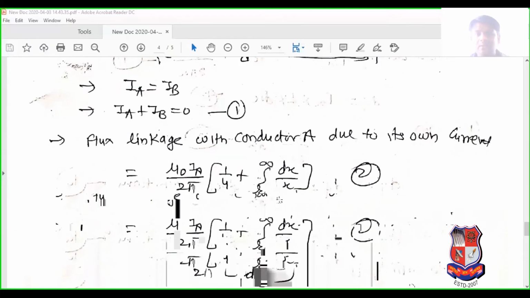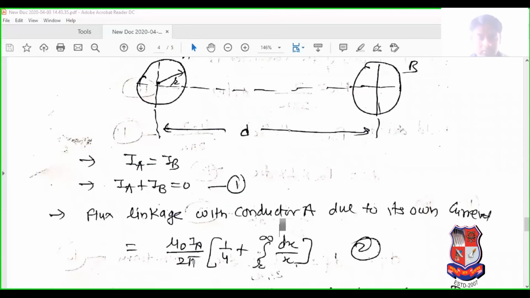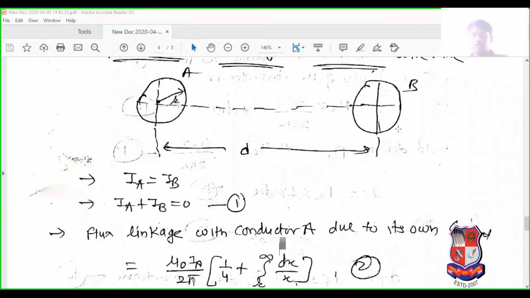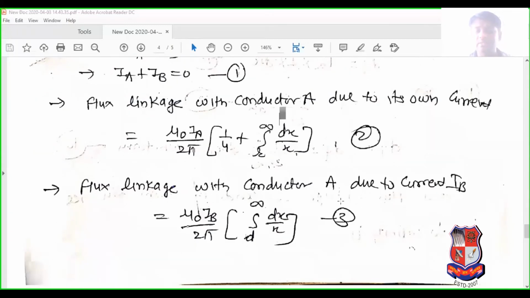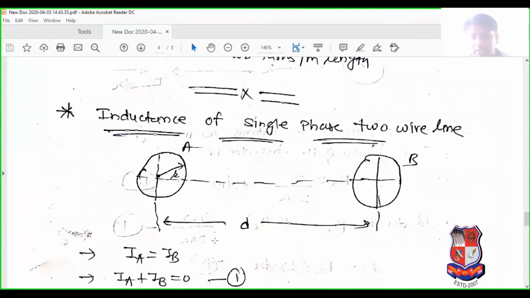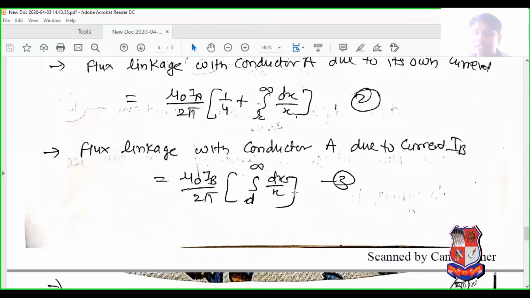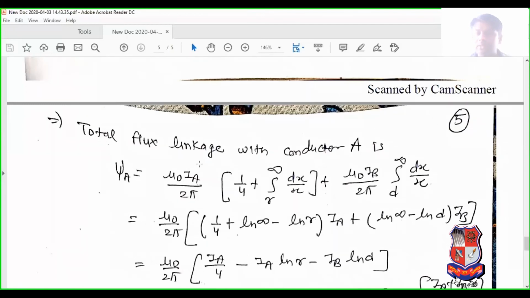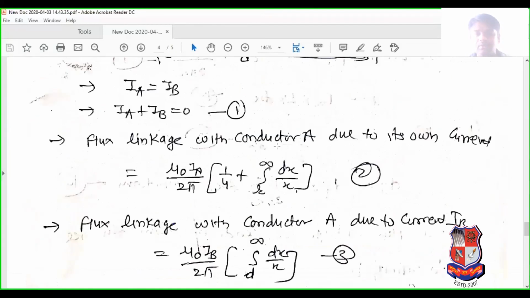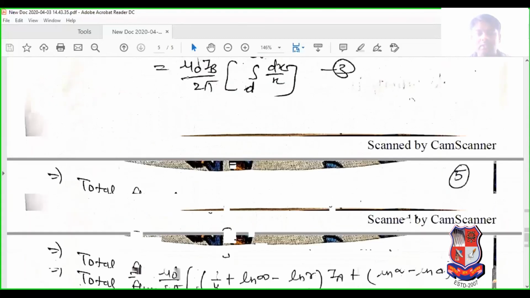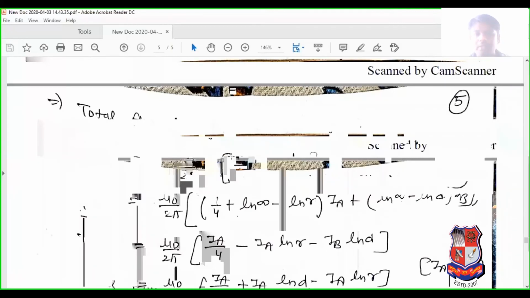Now at the same time there will be a mutual effect from conductor B due to current IB. So the flux linkage with conductor A due to current IB is mu 0 IB divided by 2 pi, integral from D to infinity of dx by x, where D is the distance between the two conductors. The total flux linkage with conductor A is the summation of its own current effect as well as the mutual inductance effect, so equation 2 plus equation 3: mu 0 IA upon 2 pi, 1 by 4 plus the integral from r to infinity of dx by x, plus mu 0 IB upon 2 pi, integral from D to infinity of dx by x.